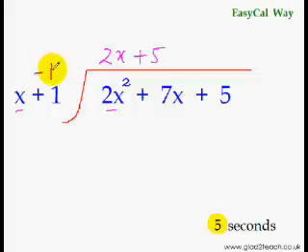Well, if you want to find the remainder, then be my guest. Minus 1 times 5 is minus 5. Minus 5 plus 5 is 0. So the remainder is 0.